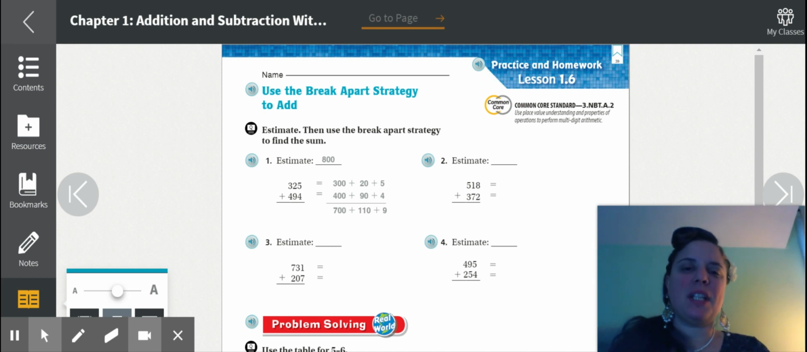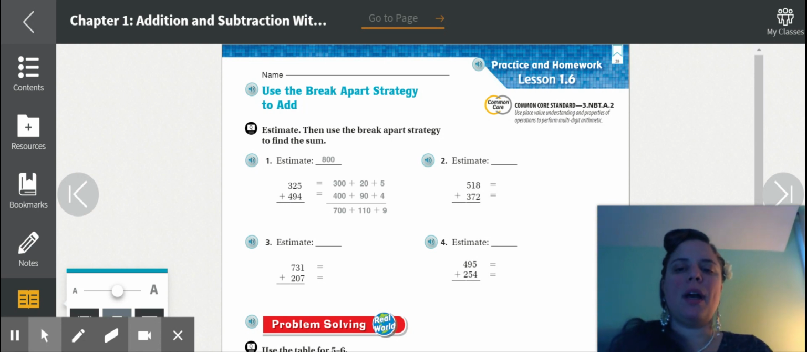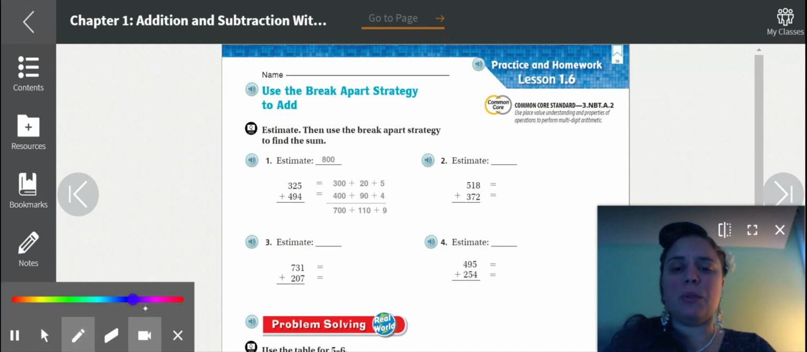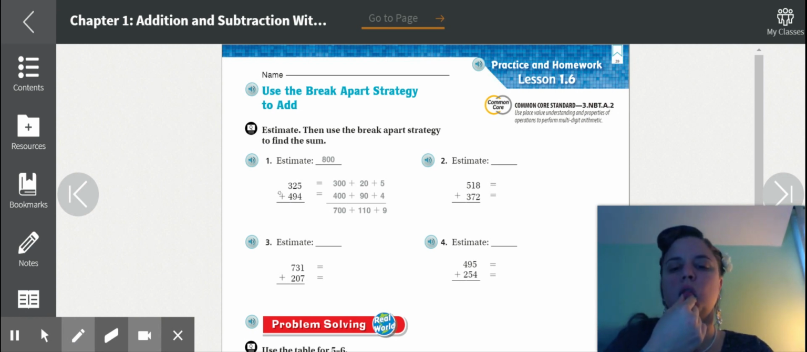Good morning, guys. Today we are doing the break apart strategy. It's where you break up the hundreds, the tens, and the ones, and then add them individually. So if we look down at number 1, the first thing they ask you to do is to estimate. So you need to look at the numbers and think in your head, what are those close to?